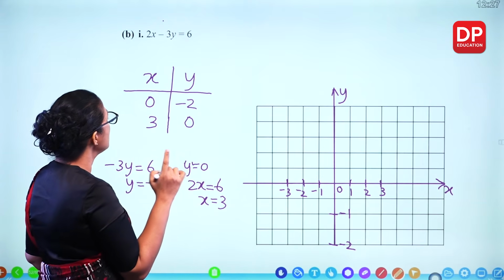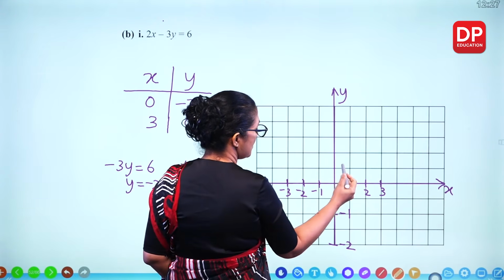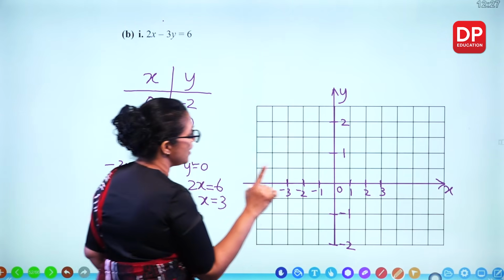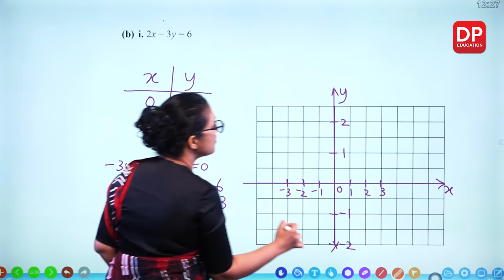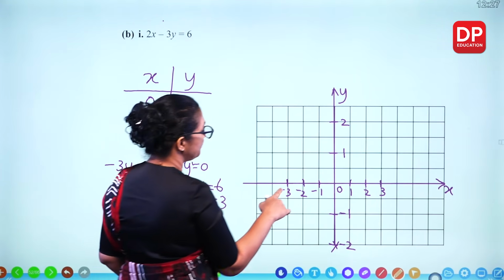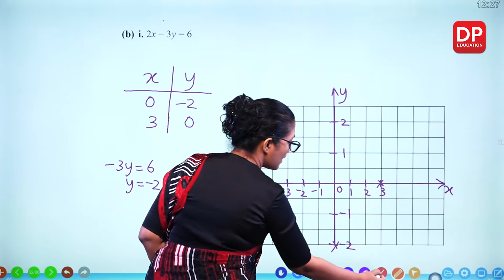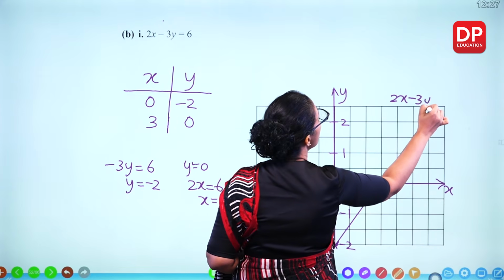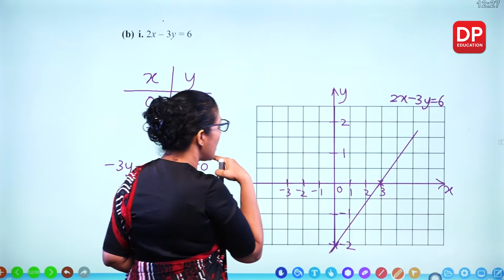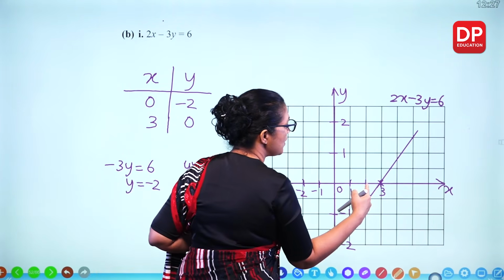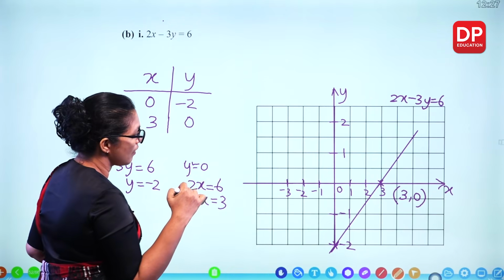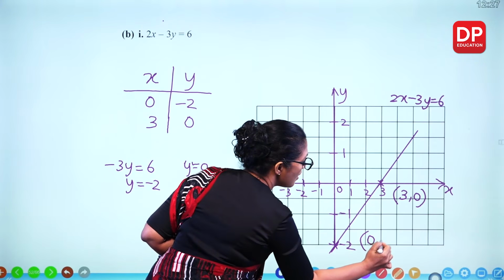Now mark the 2 points, 0, minus 2. Here we have to label this side 1 and 2. 0, minus 2, that's this point. 3, 0. That's this point. Now draw the line. This is the 2x minus 3y equals 6 line. What are the coordinates of the intersection points with the axes? This is 3, 0. And this is 0, minus 2.